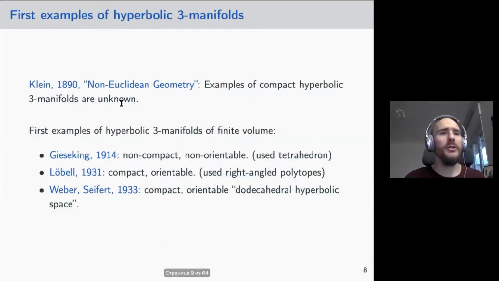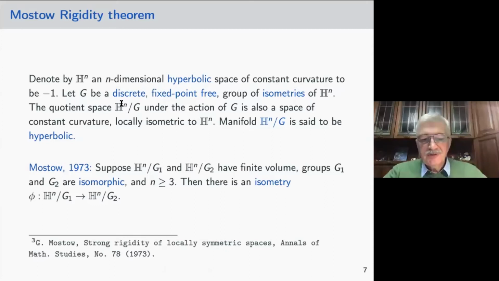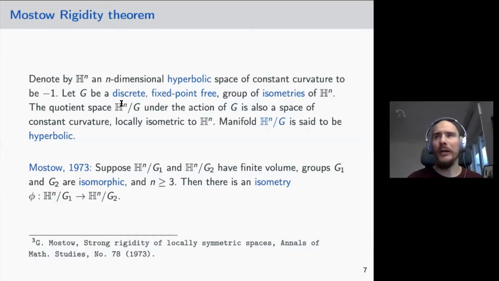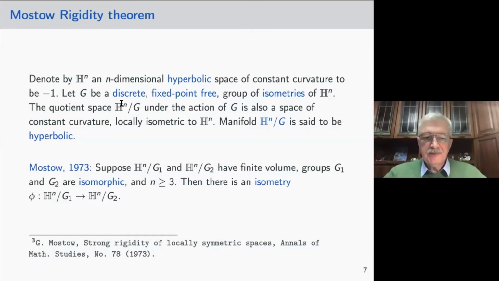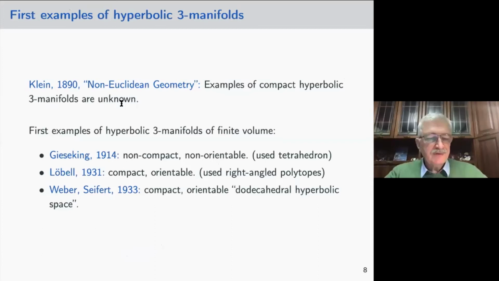And can I ask you a question? What happens for dimension 2? For dimension 2, it's not true. Okay. So there is no such kind of rigidity. Yes. Okay. And the question about examples of such manifolds is quite old.